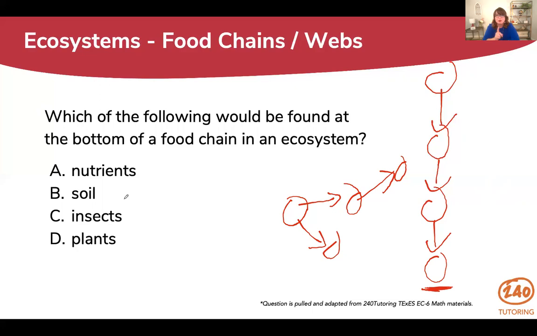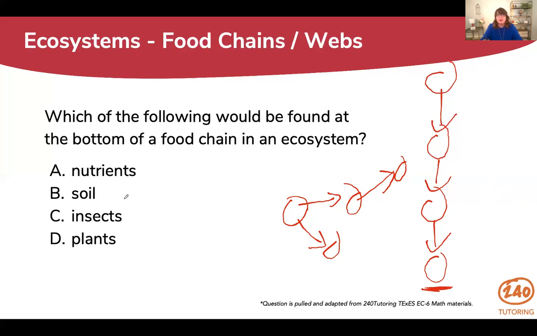That's a tricky question. Here's what you need to know. It says, which of the following will be found at the bottom of the food chain? In the food chain, they're going to be all living organisms. Nutrients are inside of a living organism, but they are not alive themselves. So they cannot be part of the food chain.